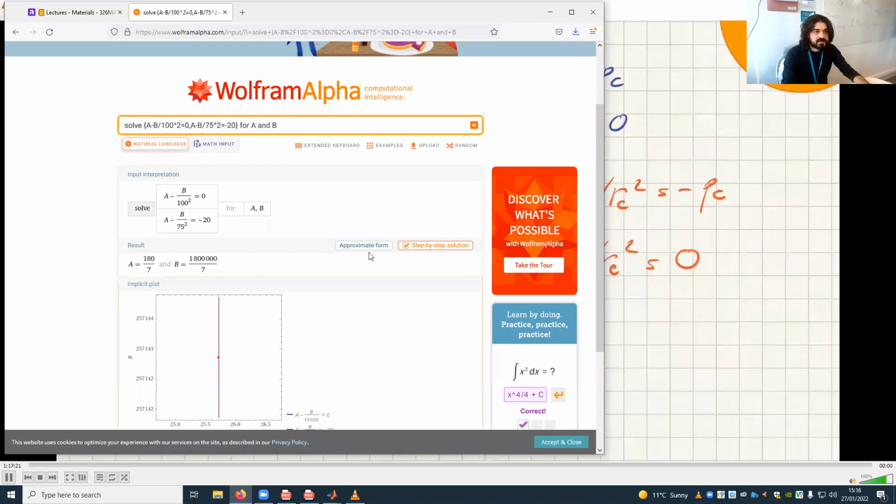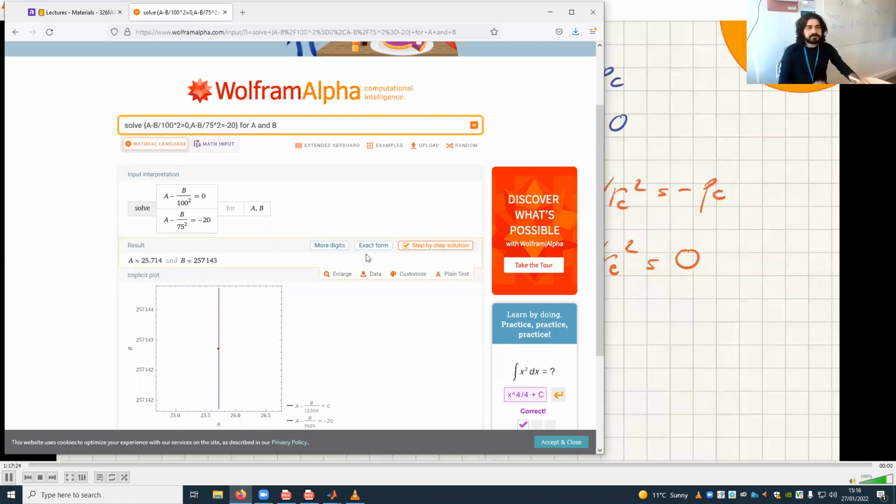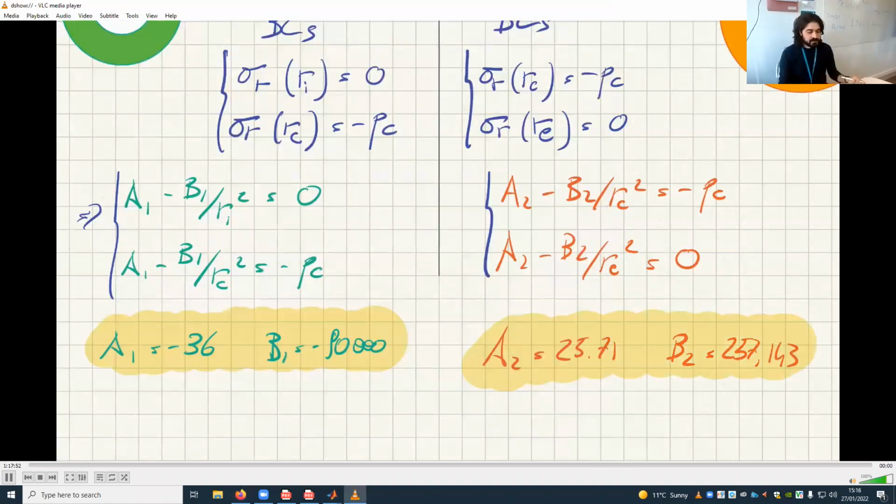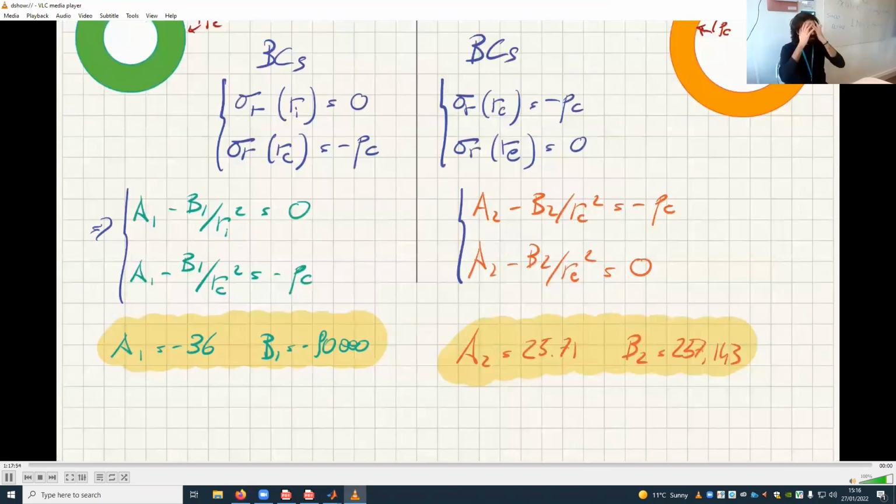All right. So this is approximate form. So A2 is 25.71. And B2 is 257,143. All right, there you go. So we highlight these ones. So these are the results. And now we can find a distribution.